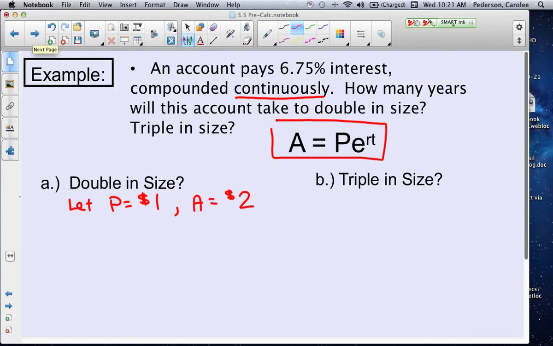What is the other thing I'm going to plug in? R. And what will be the R? 0.06. Good, 0.0675. So convert it to a decimal. Now let's substitute in. What will be the left side? 2. What will be the right side? 1e to the 0.0675t. Good.